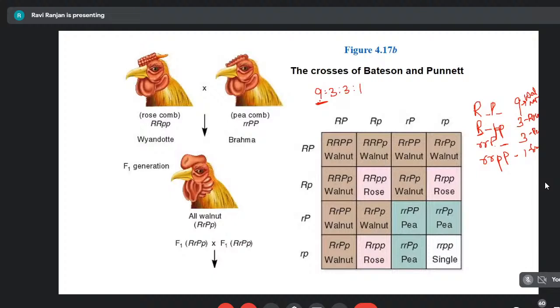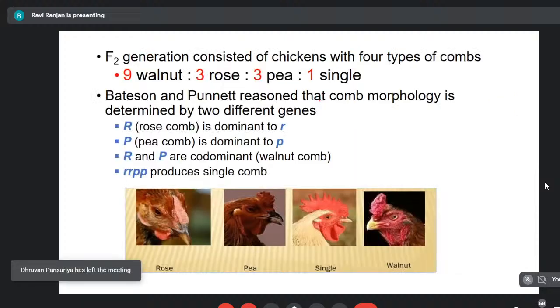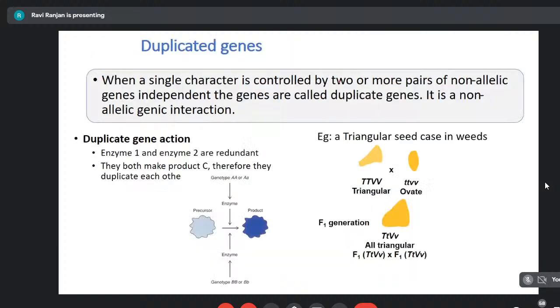Just as in your exams, you write a supplementary sheet which adds on to whatever you have written in the main sheet, right? So supplementary, 2 of them when they are together, give something new. And so they will give you 9 walnut to 3 rose to 3 pea to 1 single. So the 9:3:3:1 ratio is there for the supplementary gene. Only thing is the 9 is actually a new character which was not present in either of the parents. Okay, is it clear? May I move forward? Yes, ma'am. Thank you.